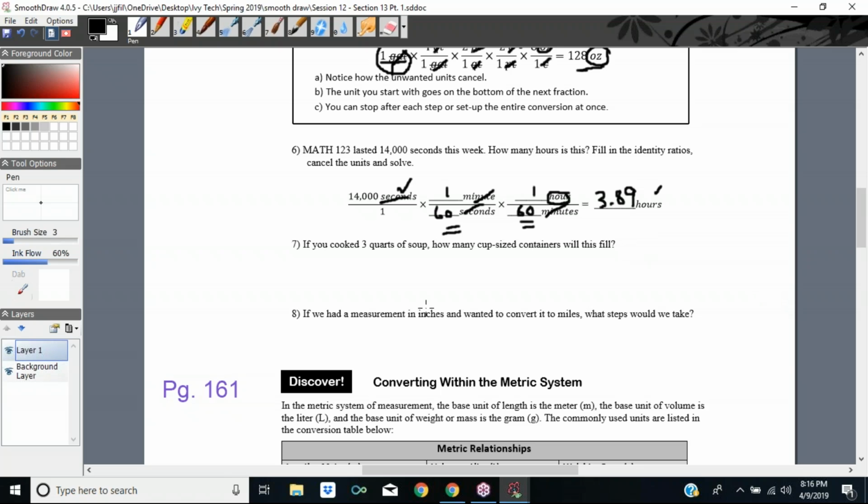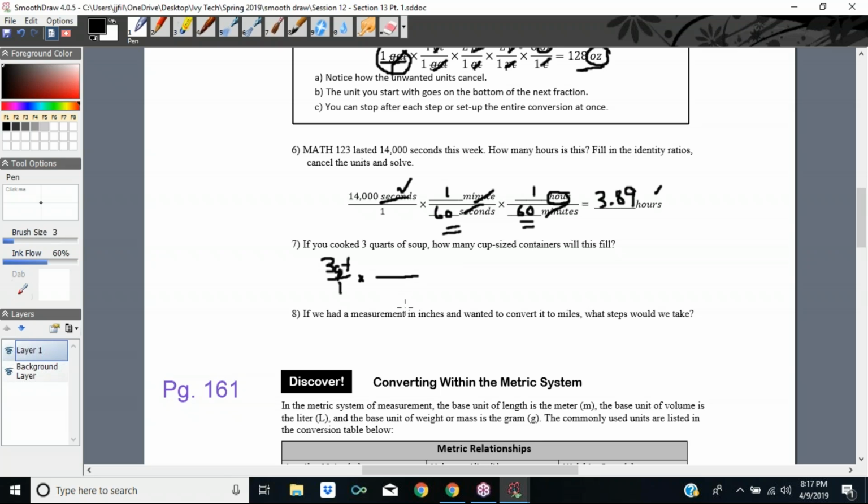Awesome. So number 7 says, if you cook 3 quarts of soup, how many cup-sized containers will this fill? So we're going to change 3 quarts really into cups. But we don't have a direct conversion from quarts into cups. So we're going to go through a couple here. And Megan, you're awesome. So let's see.